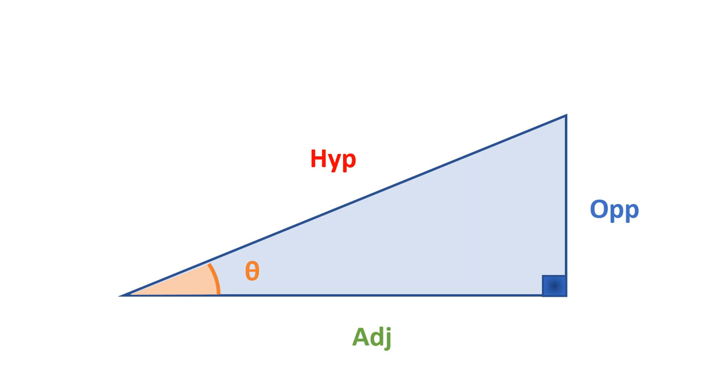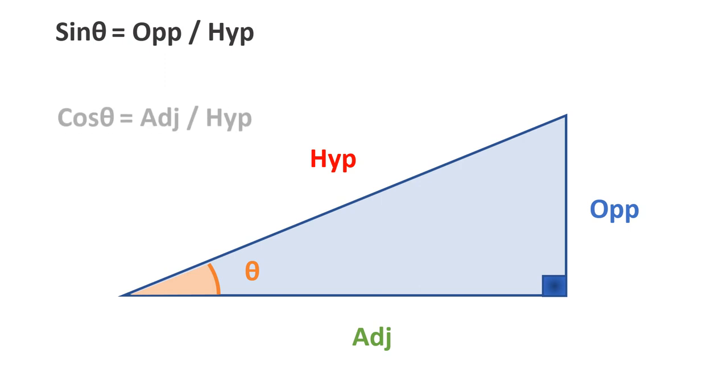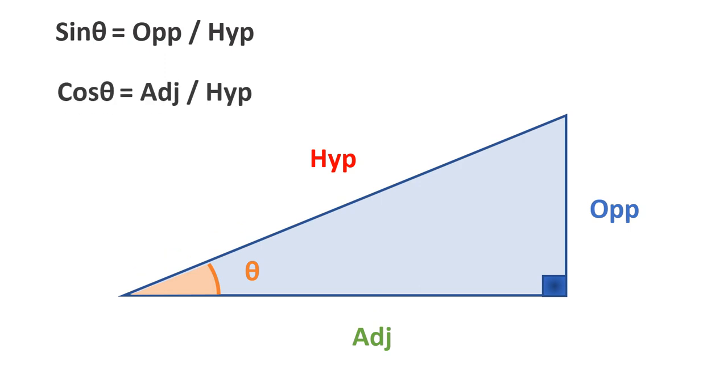Okay. So we now need our equations, and we have three equations that we're going to start off with. They are sine of theta equals opposite over hypotenuse. Cosine of theta equals adjacent over hypotenuse, and tangent of theta equals opposite over adjacent. And as I said, we're going to use these equations to calculate theta.